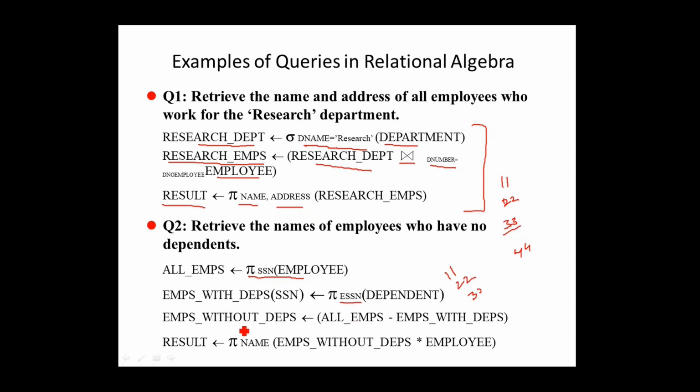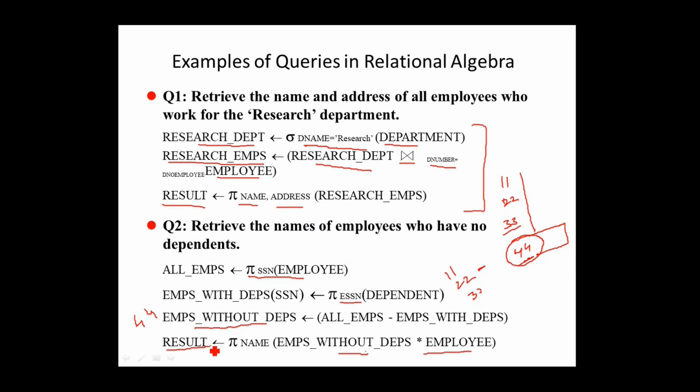Next, what I'm doing is a difference. What is the difference? All employee SSN minus employees with dependents SSN. So what is the difference? Whatever is here but not here alone will be the output. So what will be the output here? The employee SSN 44 will be the output, because that is the difference operation, right? And with this employee SSN, what do I have to do? I have to do a natural join with the employee table. So 44 is natural joined with the employee table. So I'll be able to fetch the record corresponding to 44 in the employee table, and that is the final result.